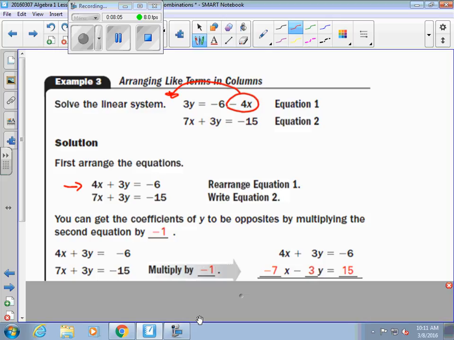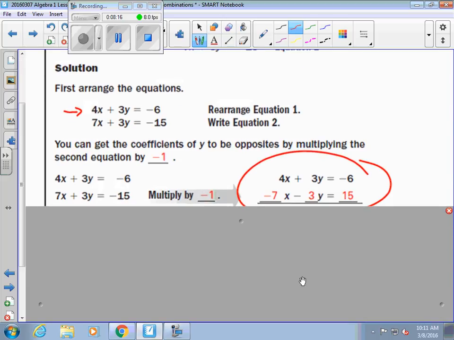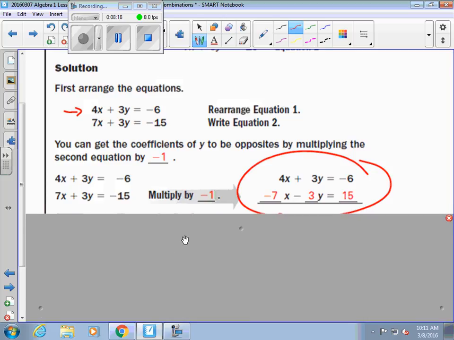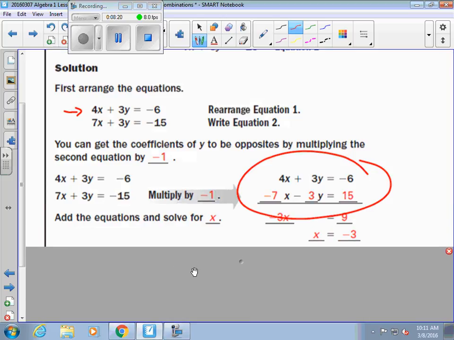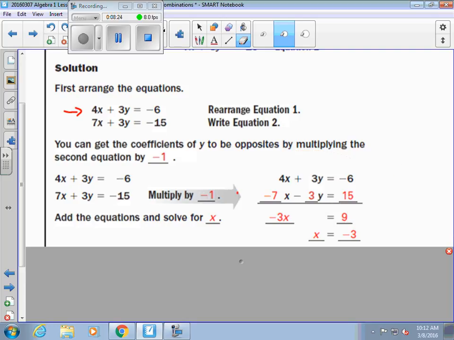Now, in this part here, we have opposite terms stacked on top of each other. When we combine them, 4x combined with negative 7x is going to give us negative 3x. 3y combined with negative 3y is going to eliminate and give us 0y. And negative 6 combined with 15 gives us 9. In order to get x by itself, we divide both sides by negative 3. 9 divided by negative 3 is negative 3. So x's value is negative 3.